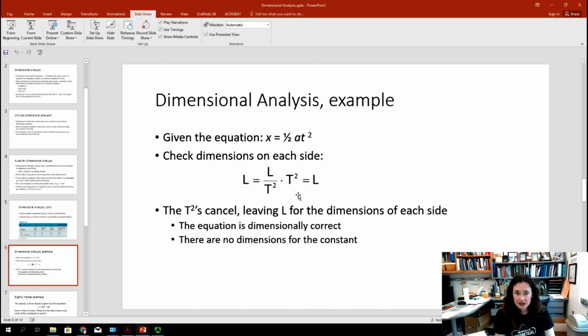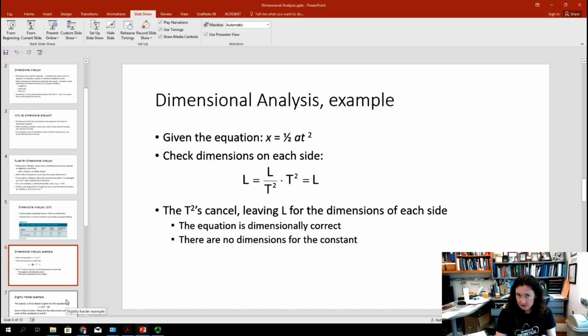Now, if we look here, we have length per time squared times time squared. So those times cancel out, okay? The t squared cancels out on the top and the bottom. And that just leaves us with length. So now we've done our check, our sanity check. Yes, the left-hand side and the right-hand side of that equation have the same dimensions, and those dimensions are length. So sanity check complete, good, dimensions check out, units check out. All right?